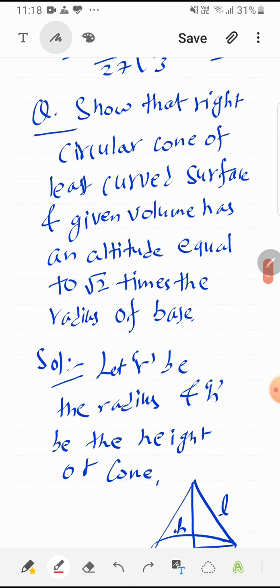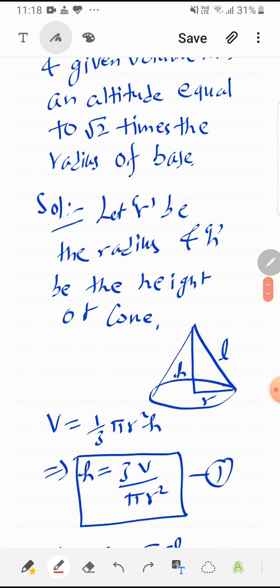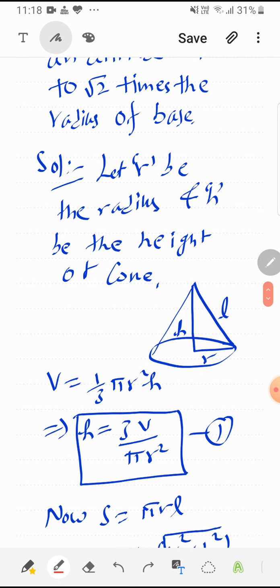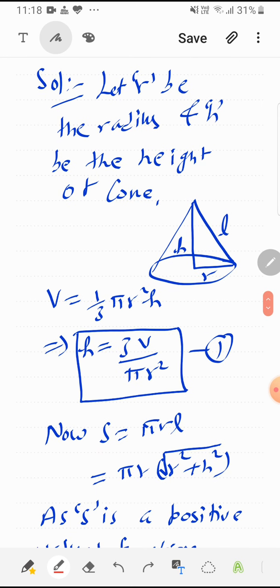So let us start this question. Let r be the radius and h be the height of cone. So diagram is simple. So V is equal to 1 by 3 pi r square h. So h is equal to 3V upon pi r square. Now V is constant, so I have converted h in terms of V and r. So S is pi r l. Now putting the value of l, it is under root of r square plus h square.